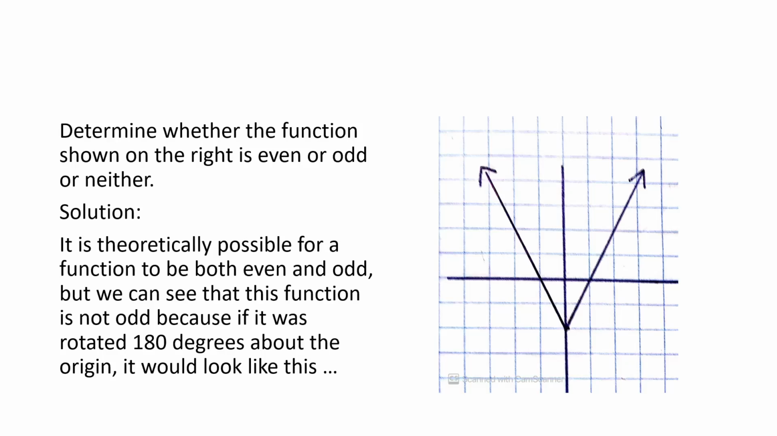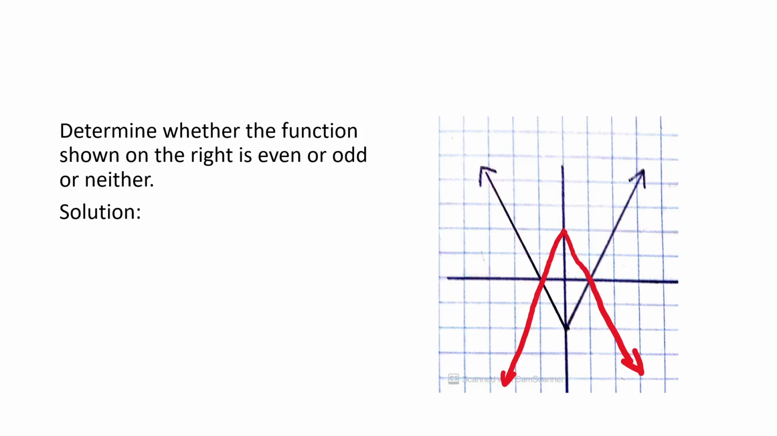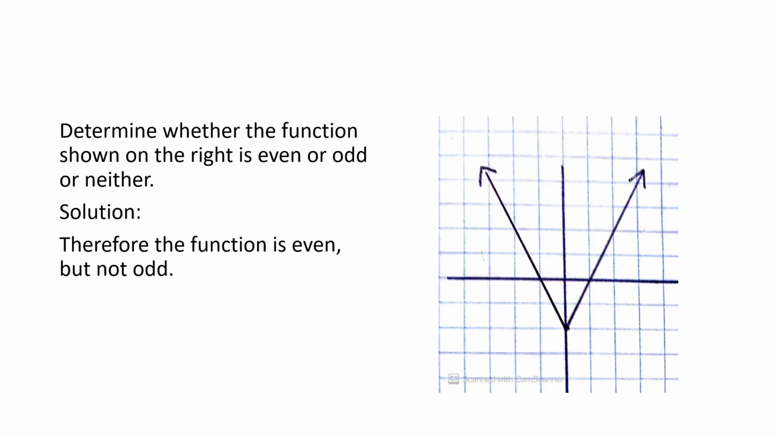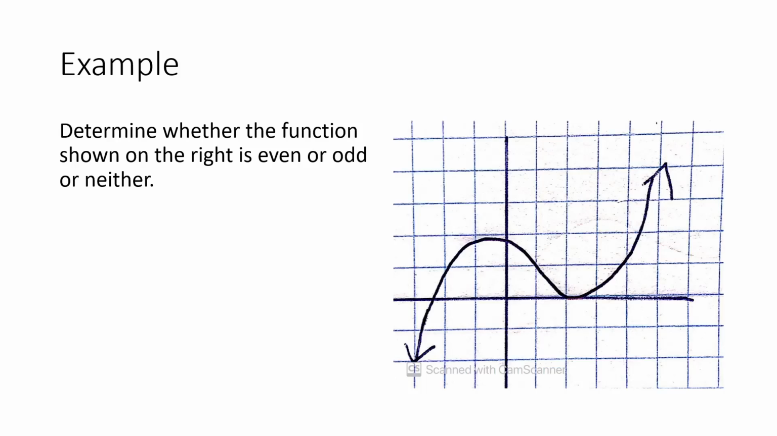Theoretically, it is possible for a function to be both even and odd, specifically if the function is just the x-axis. So that is possible. So I guess theoretically we could check. But if we were to rotate this function 180 degrees about the origin, it would end up looking like this. So we can say that the function is even, but the function is not odd.